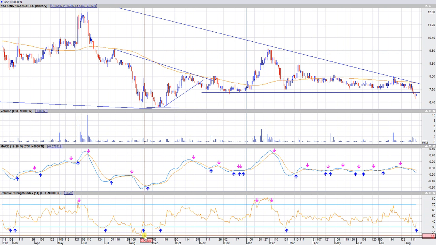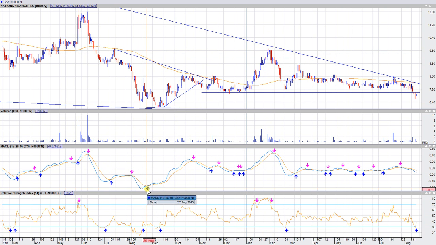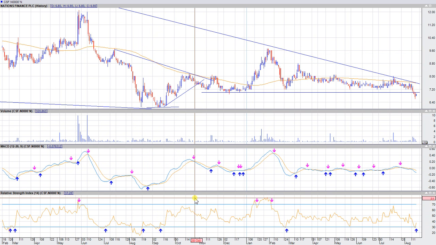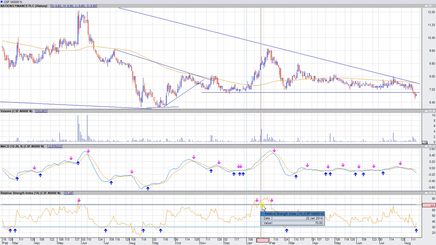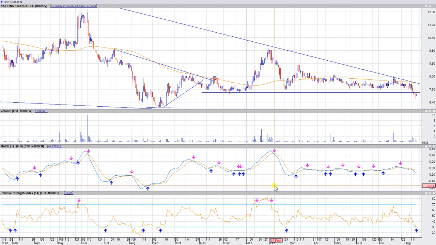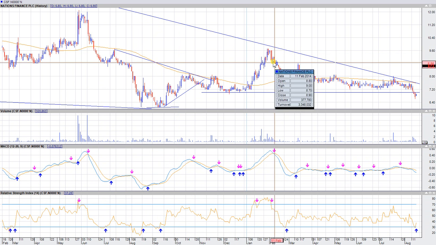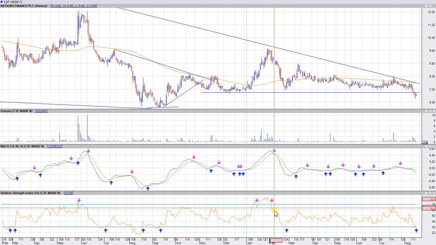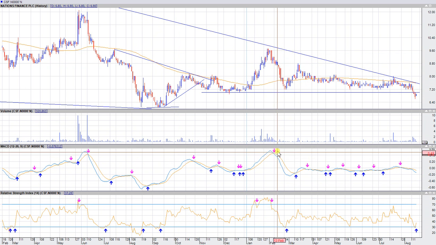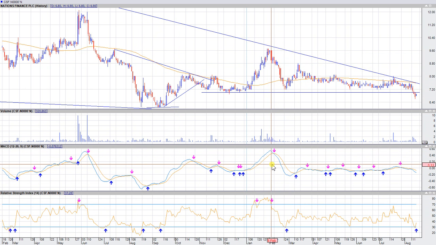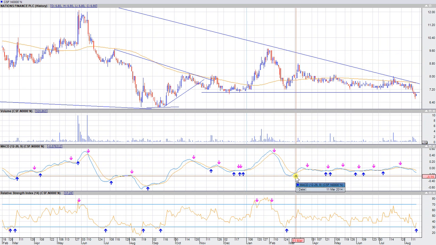Now both gave buy signal here. Now let us look at another level. Look at this one. Around this level, RSI and MACD gave a buy signal. Now this is where I'm always telling you, sometimes you should not blindly follow these indicators.